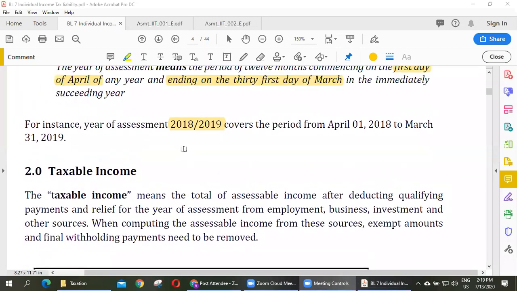And if I say year of assessment 2017, 18, start from which date? Start date and ending date. Please put the date in the comment box. Year of assessment, simply we say YA. YA 17, 18. So what's the starting date? What's the ending date?